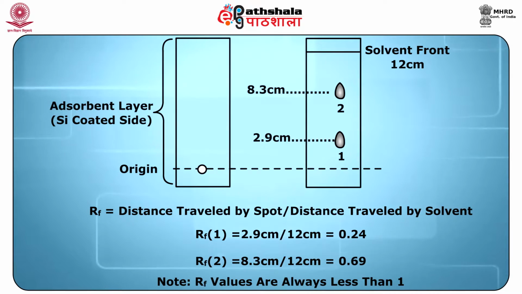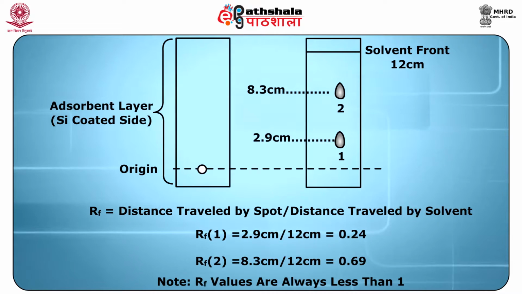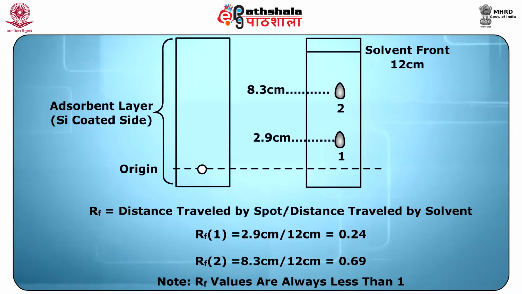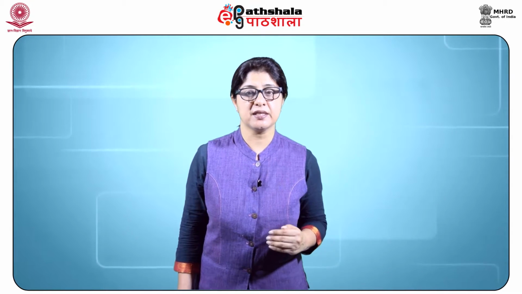A few of the examples have been depicted here, and it has to be noted that the Rf values are always less than 1. Both quantitative and qualitative analysis are possible by using TLC. In qualitative analysis, the Rf value, that is the retention factor of every individual compound, helps the analyst to distinguish between the two compounds, since the Rf value for each and every compound is unique.